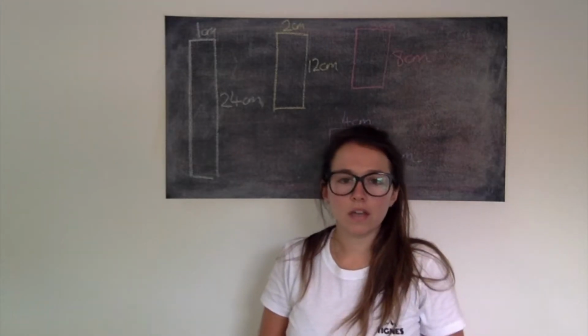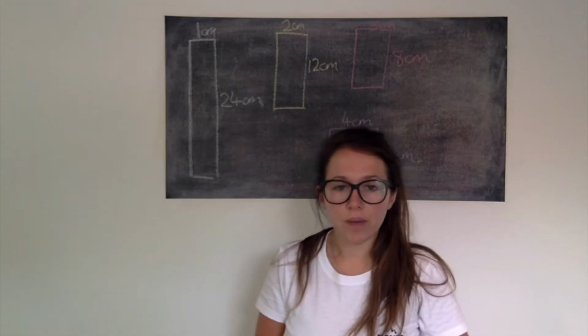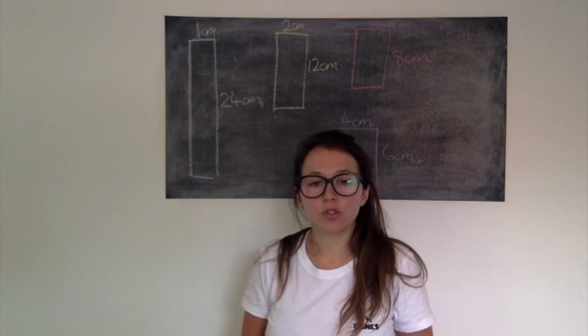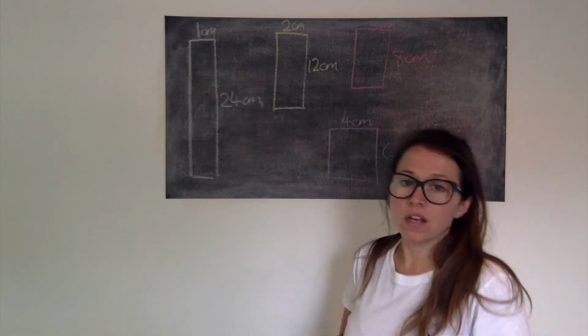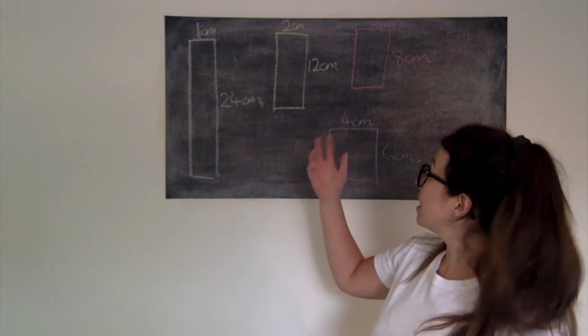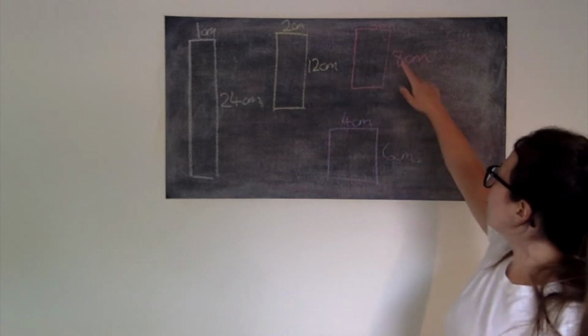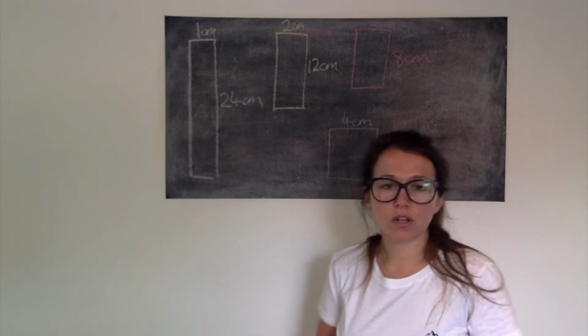Here are some of the solutions to yesterday's challenge. I asked you to find as many rectangles as you could that would have the area of 24 centimetres squared. Each of these just needed really to look at the factors of 24. So we've got 1 and 24, 2 and 12, 3 and 8, 4 and 6. Well done if you got those.